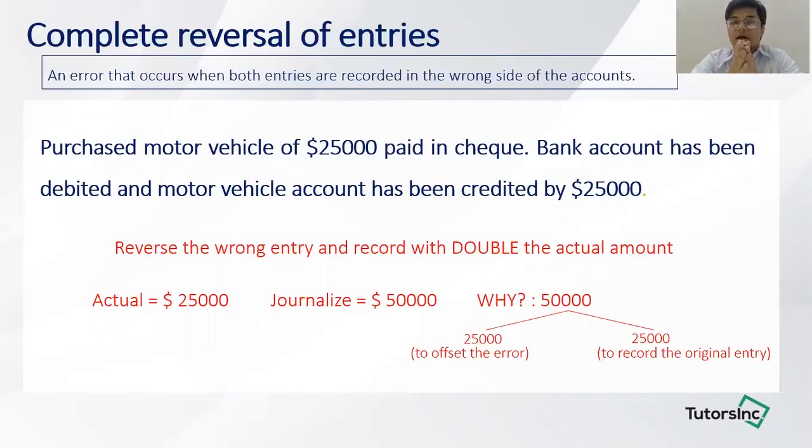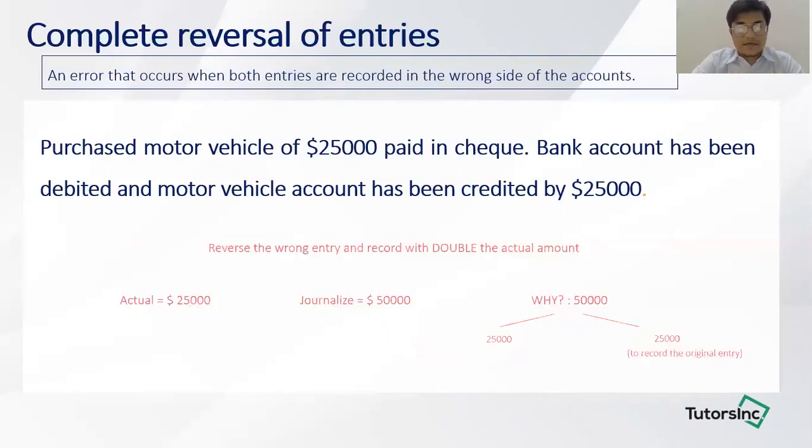And the same will be taking place for the motor vehicle account as well. The motor vehicle account was supposed to be debited by $25,000, but we have by mistake credited it. So if we enter $50,000 on the debit side of motor vehicle account, half of it will first offset the $25,000 that we have entered on the credit side by mistake. So the error has been offset. And after that, the rest of the $50,000, which is $25,000, will be related to the transaction that we have just been working with.